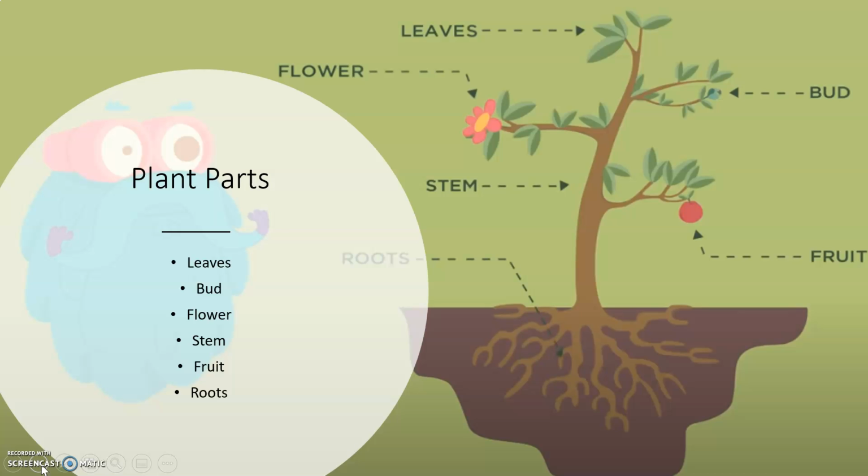So now we're going to look closer at how these parts can be different for various plants. We will look deeper into different root systems, different leaves, and how these differences may be better suited for some plants more than others.